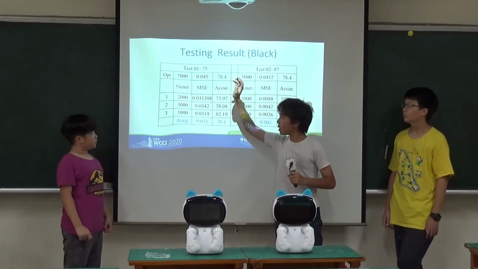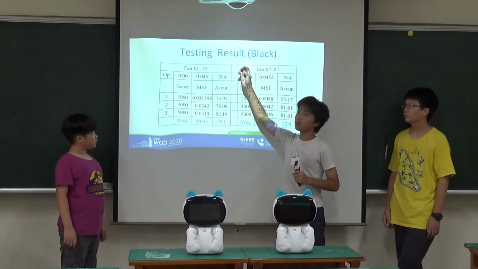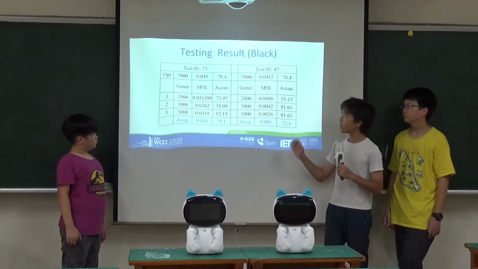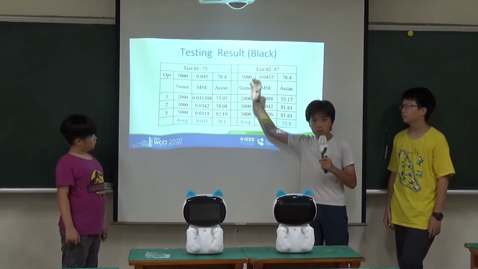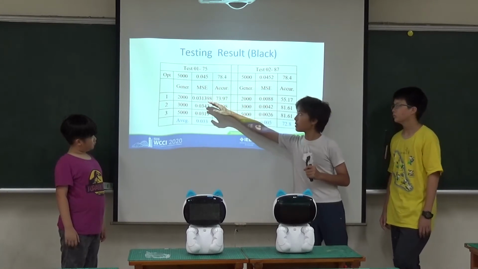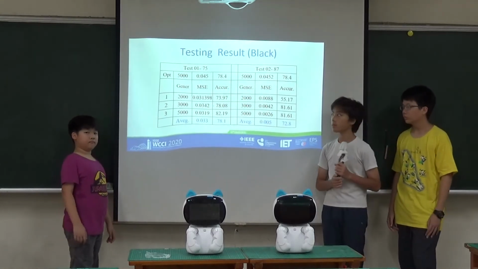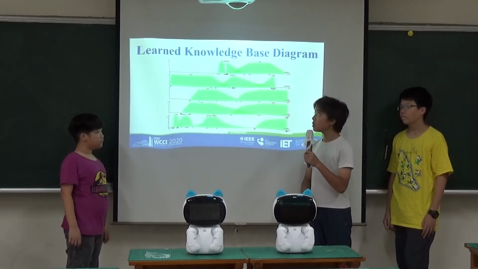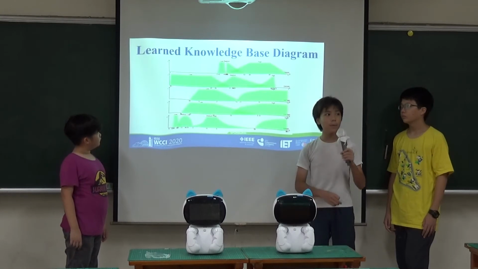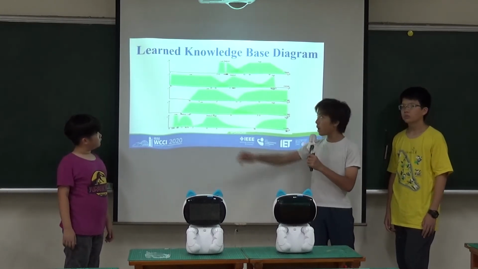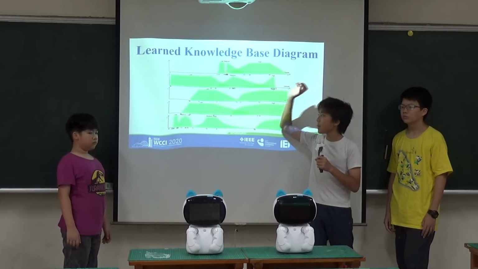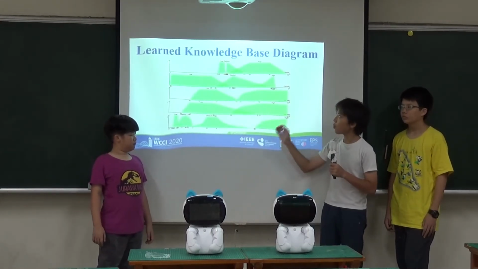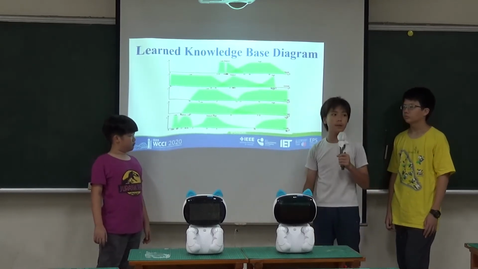So we use 5,000 generations for the testing results, but we haven't finished the testing result for the white gold yet. And the testing results still have two different criteria, MSE and accuracy. As you can see in the previous pictures, the knowledge-based diagram that hasn't been learned before is not like the knowledge-based diagram that has been learned. Because of the process in machine learning, the shape is different, therefore the knowledge-based diagram will look completely different.